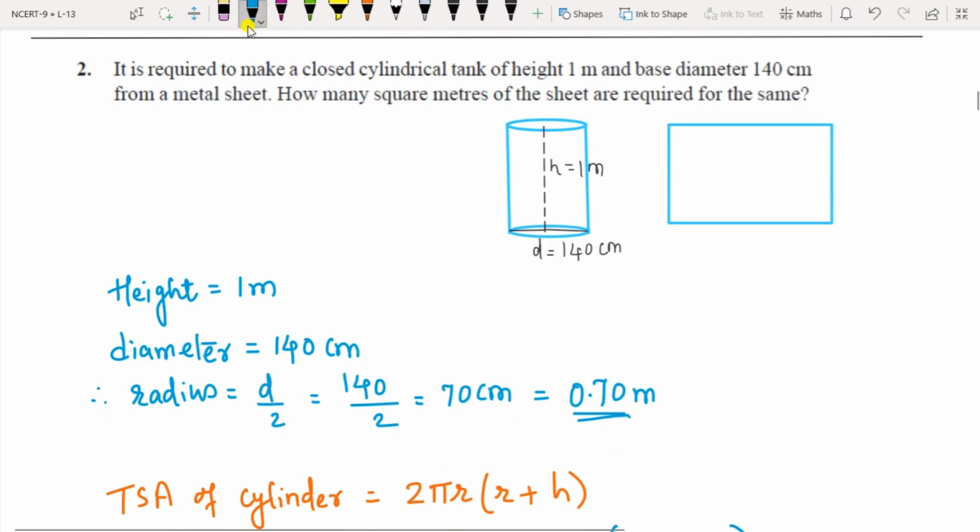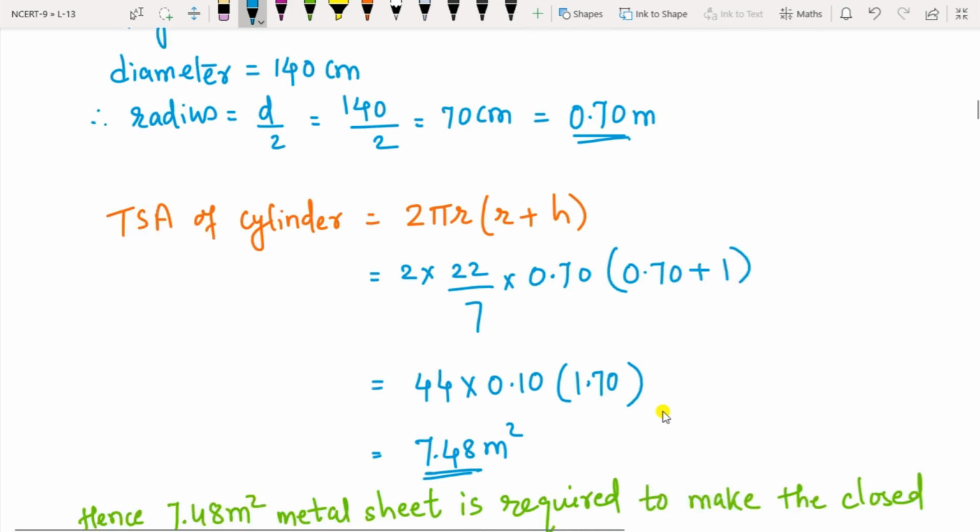Question 2 here is: it is required to make a closed circular cylindrical tank of height 1 meter and base diameter 140 centimeter from a metal sheet. How many square meters of the sheet are required for this? So you have to find the surface area of this sheet. Height is given as 1 meter, diameter is 140. In the formula we use the radius, so you have to find the radius, that is d by 2, which is 70 centimeter, but height is in meter, so change it into meter, that will be 0.70 meter.